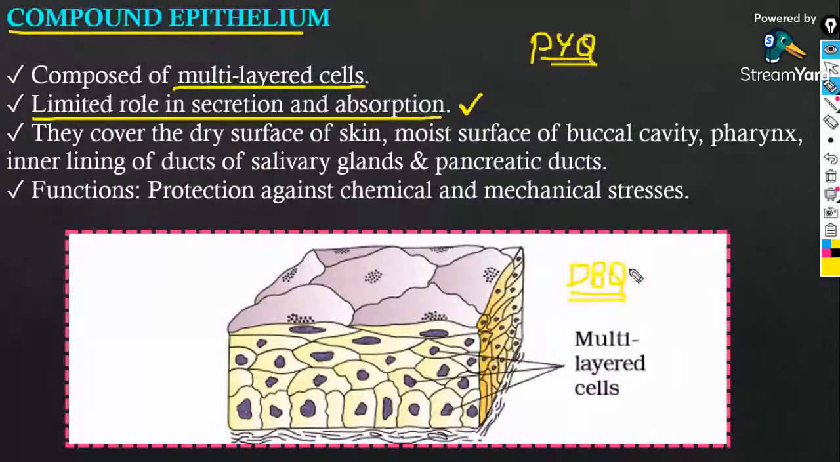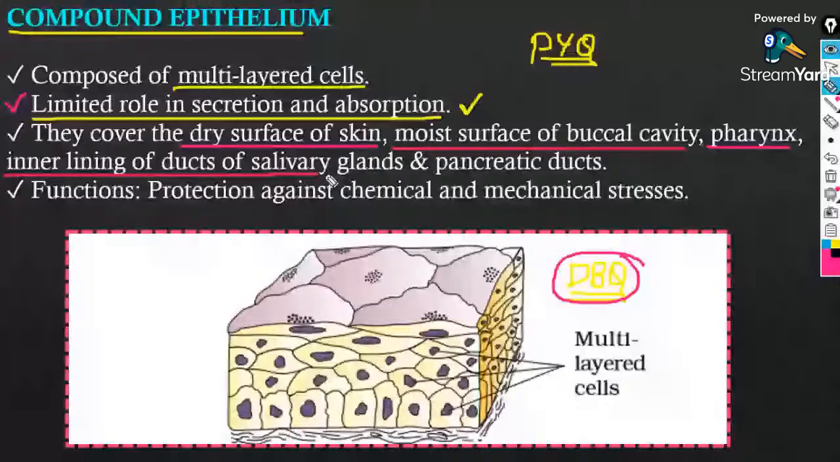For the NEET exam, they gave this diagram and the following properties, like composed of multi-layered cells, limited role in absorption and secretion. On seeing this, immediately write down the answer: it is a compound epithelium. They cover the dry surface of the skin, the moist surface of the buccal cavity, pharynx, the inner surface of the ducts of salivary glands, and the pancreatic duct. The function of compound epithelium is protection against chemical and mechanical stresses.